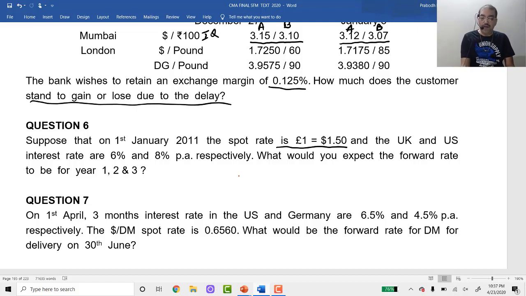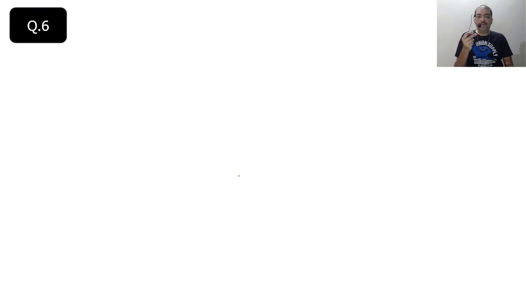So even if they have given me, suppose, dollar to pound, like this, is equal to 1.50, then also I will bring it to this format. 1 unit is equal to how much? Okay. Spot rate, £1 is equal to $1.5.